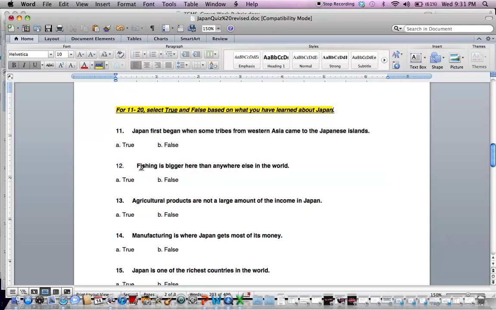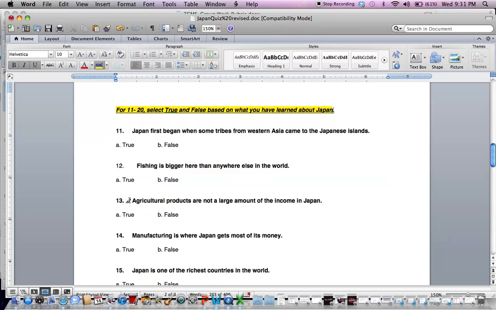Number 12. Fishing is bigger here than anywhere else in the world. Is that true or false? And we're talking about Japan. Fishing is bigger in Japan than anywhere else in the world. True or false?